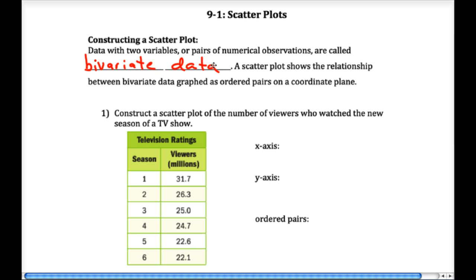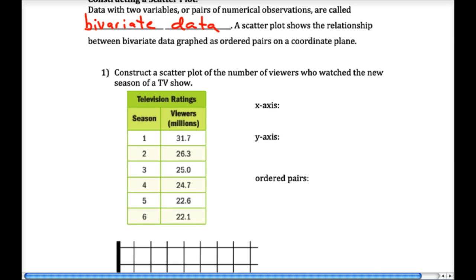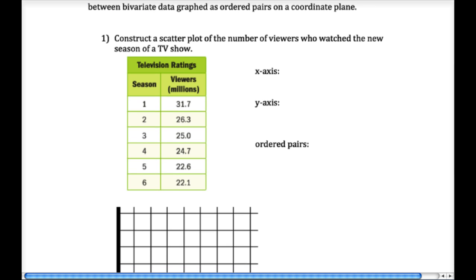Two variables. A scatter plot shows the relationship between bivariate data graphed as ordered pairs on a coordinate plane. So you're going to do a lot of graphing today. You might want to use your book for your homework because your book has the graphs already done. So maybe start bringing your books again. I know I told you guys to leave your books at home, but maybe grab it tonight and bring it back tomorrow.